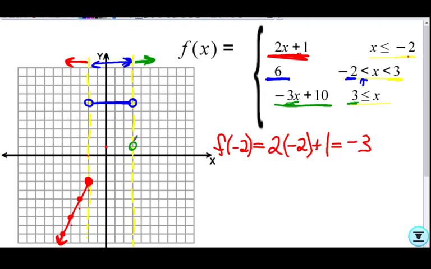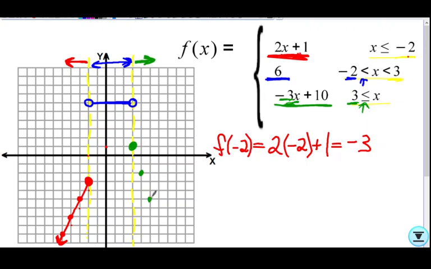Is that going to be an open circle or a closed circle? It's a closed circle because it's equal to. So I fill that in right there. And then again, I can either use the slope, which is -3, and go down 1, 2, 3 over 1 to get my next point. 1, 2, 3 over 1.